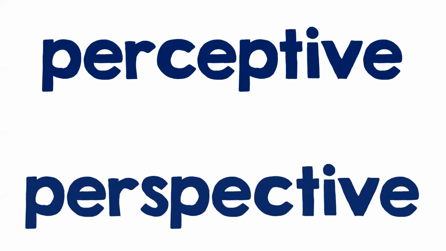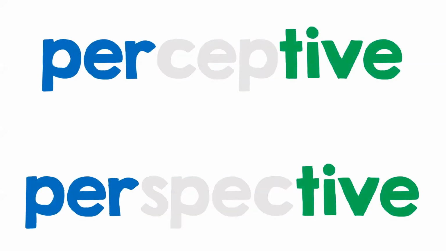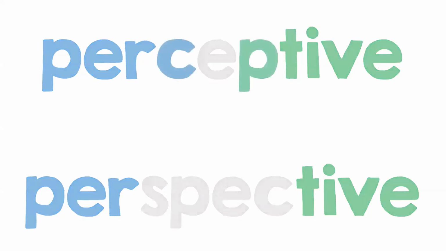All right, what's this word? These are two really similar words. The top word is perceptive, and the bottom is perspective. And I want to take a few minutes and compare these words. It's possible you thought or even read one for the other, and there's a reason why. They both start and end the same way. So we want to look at the middle.